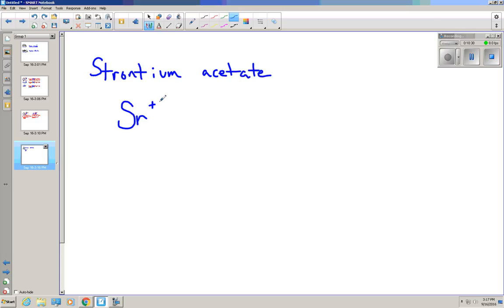Now, you should know your radicals. And acetate is one of the 16 radicals that I've given you. And acetate is a -1 charge, but it's got a couple elements in it. It's got 2 carbons, it's got 3 hydrogens, and it's got 2 oxygens. And as a whole, if I put parentheses around it to represent the whole thing, the whole it has a -1 charge.